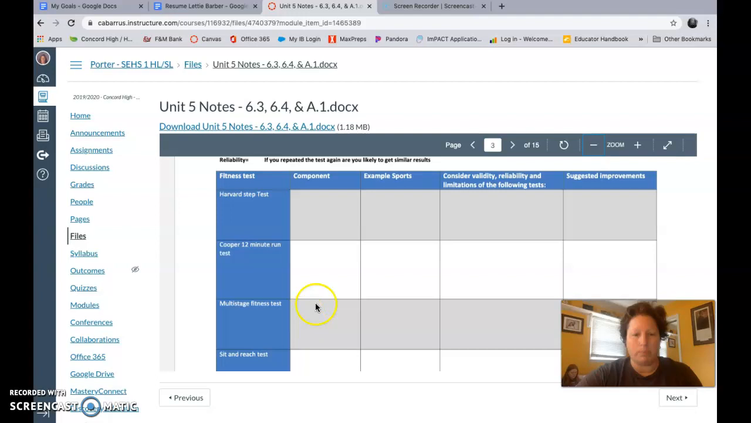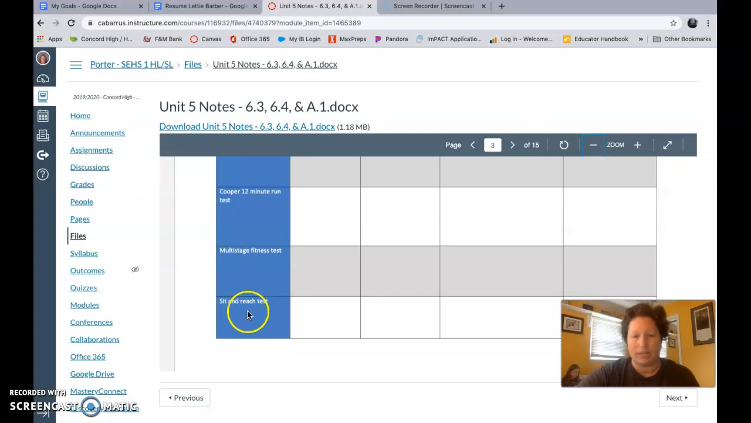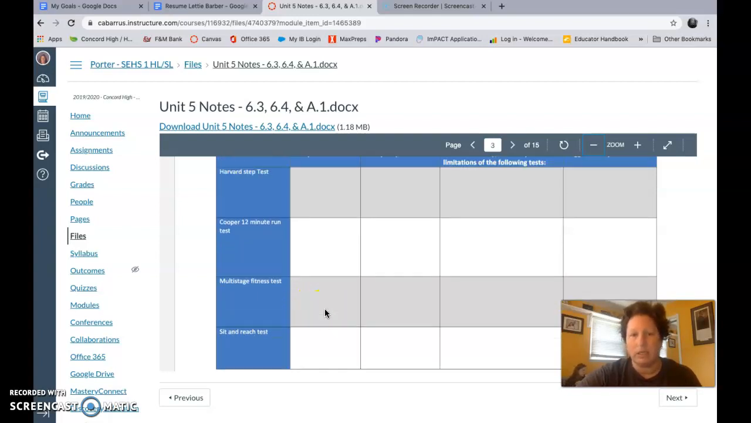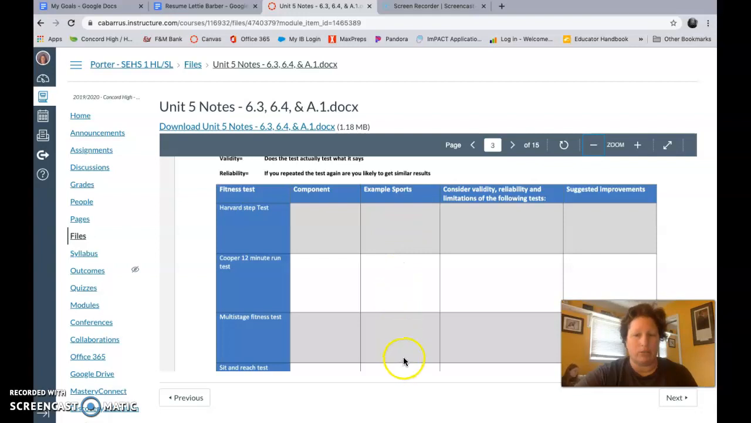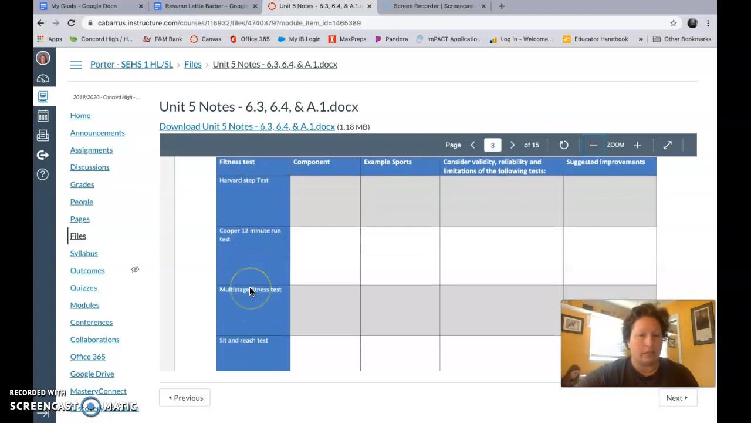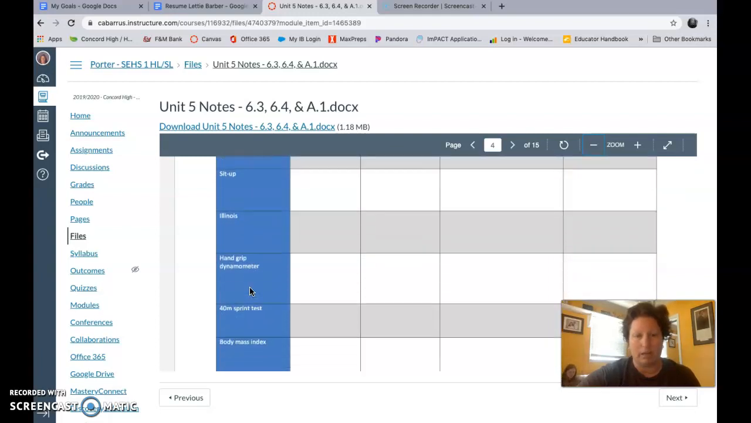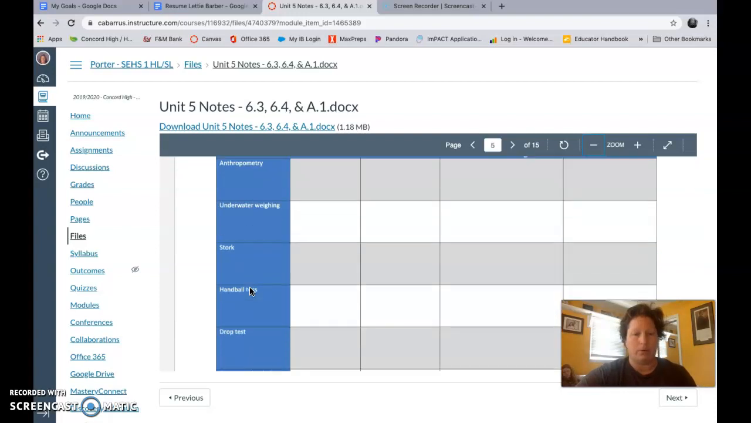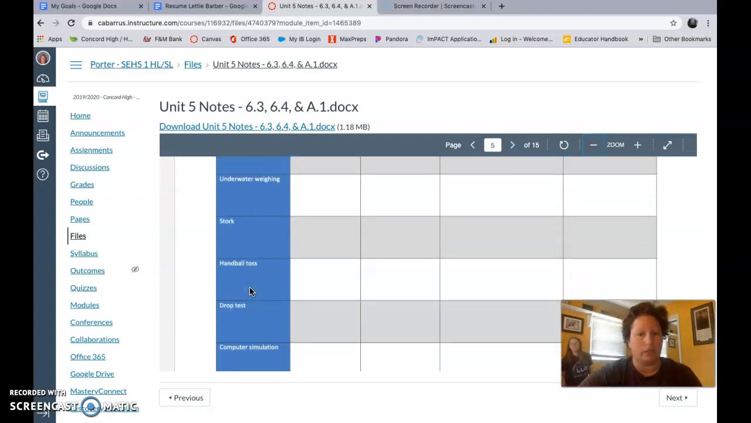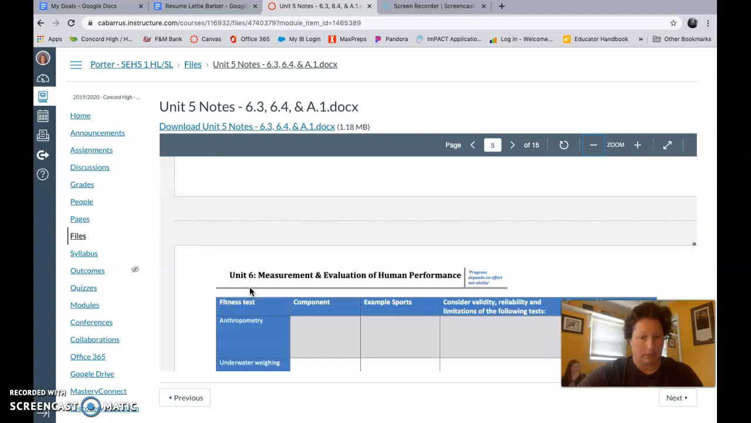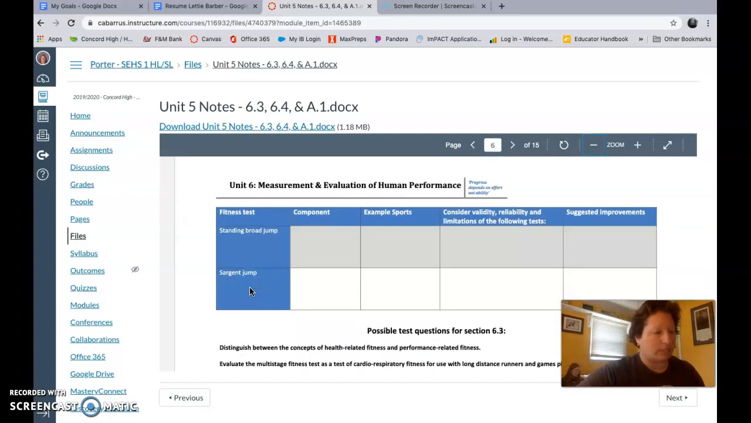You're going to tell what component of fitness it's testing. Is it checking aerobic or cardiovascular fitness, or, like the sit and reach, is it checking flexibility? Then you're going to give an example of how it's used in sport. You're going to look up whether it is valid and reliable, and base that on a high or low setting. After you fill in this chart, which is multiple pages, you can take it out and create your own chart if you would like. You're going to take a screenshot and upload it so I can make sure that you fully understand the fitness testing. That takes us through 6.3.